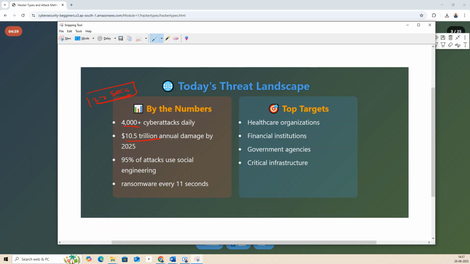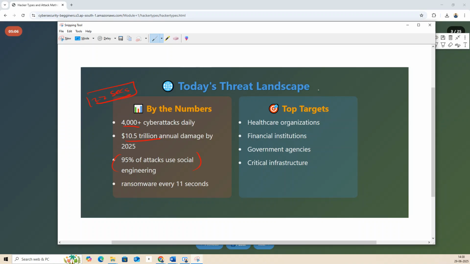But here's the most important statistic on the slide: 95% of successful attacks use social engineering. That means the vast majority of cybercrime isn't about sophisticated technical exploits. It's about manipulating people.